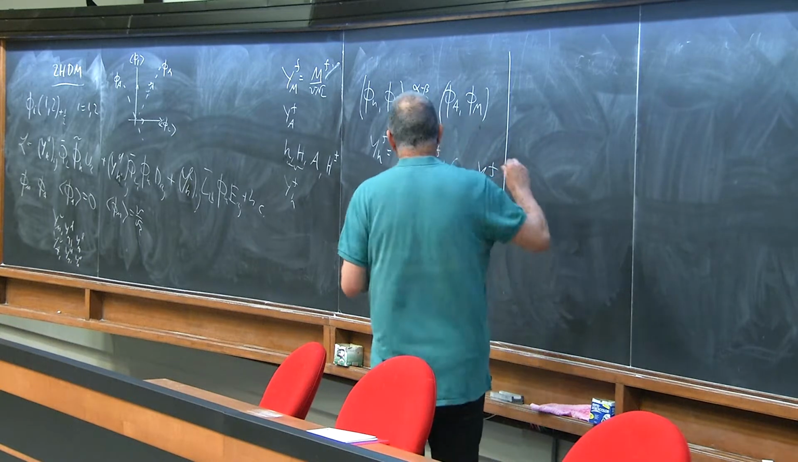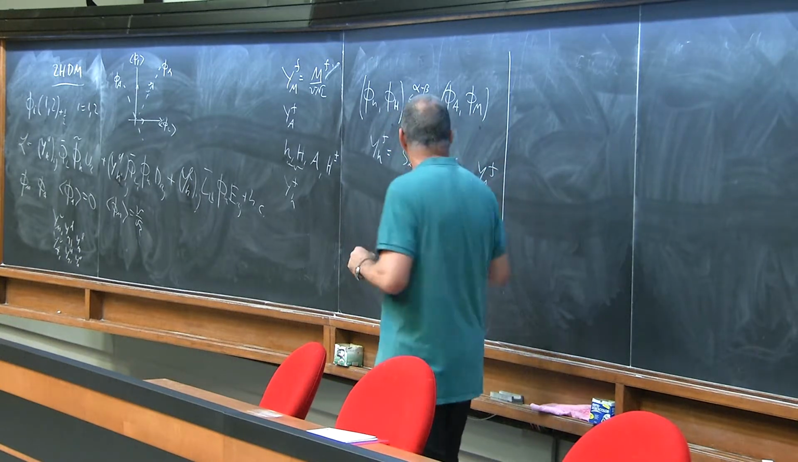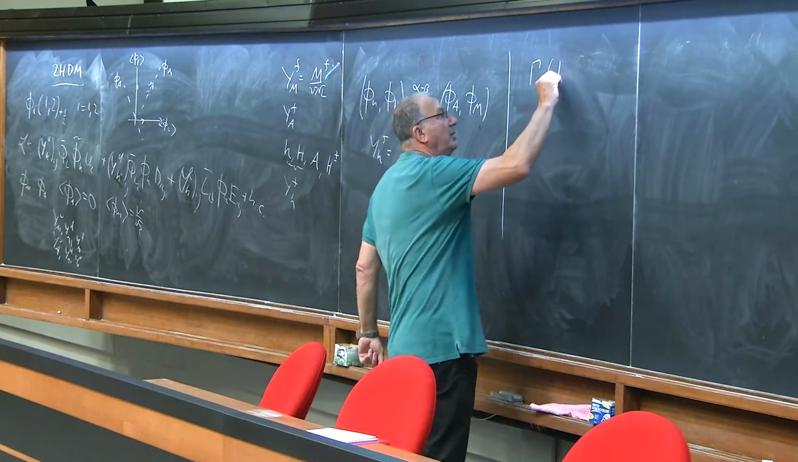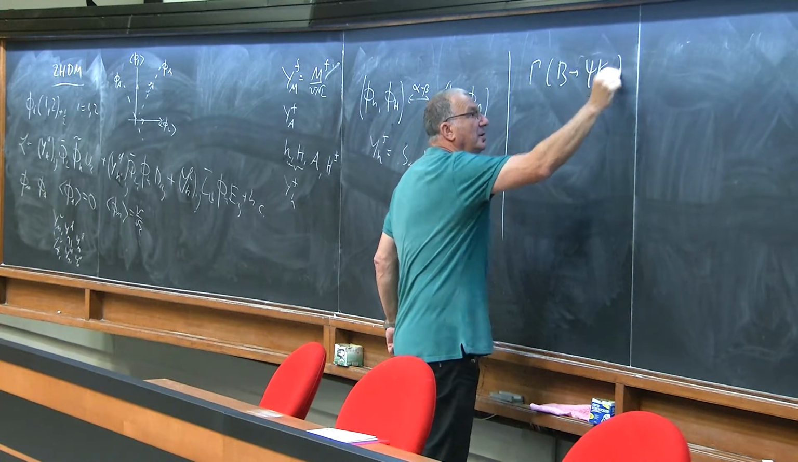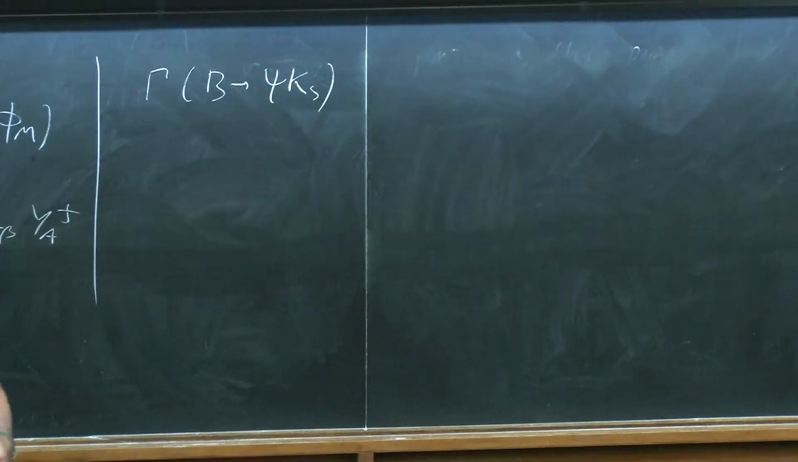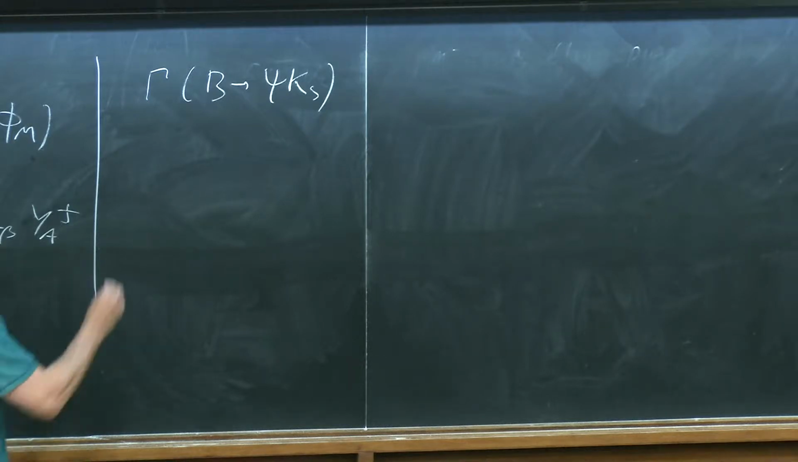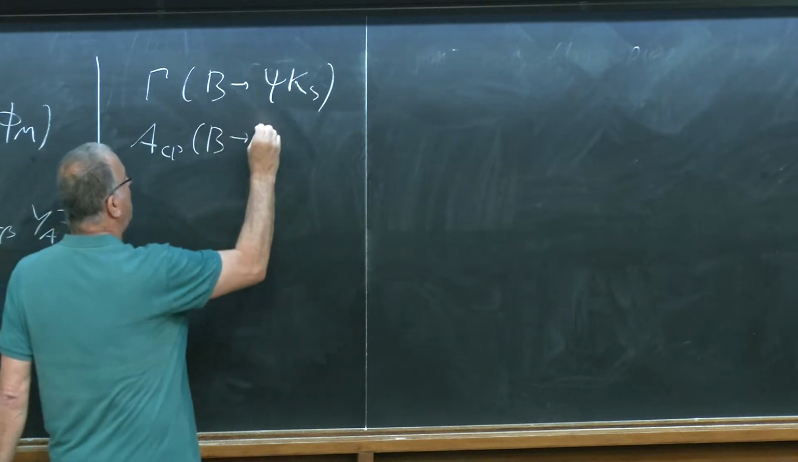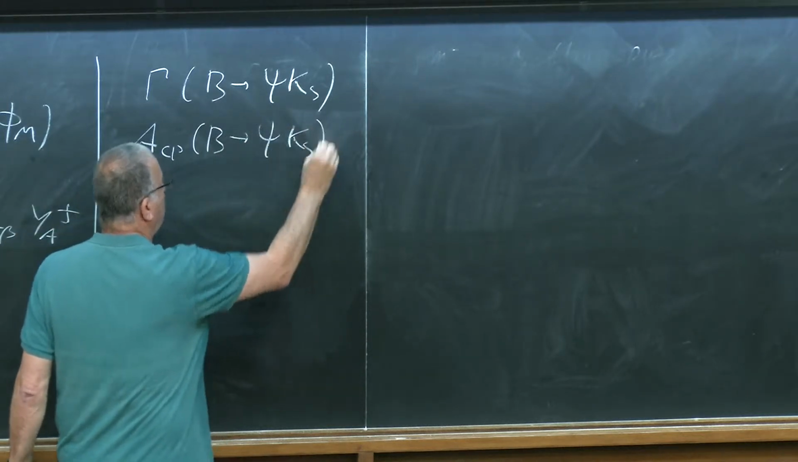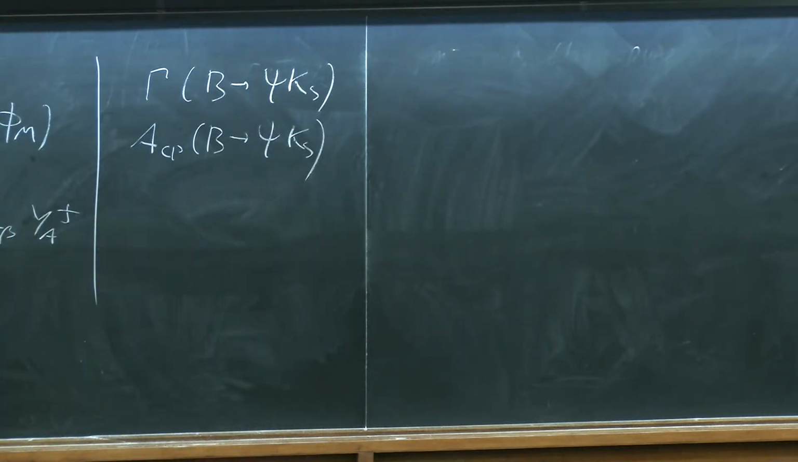So if you ask a responsible physicist, an honest one, to calculate the decay rate of B going to psi K short, if he's honest, he'll tell you, I can give you an order of magnitude at best. That's it. Nothing better than that. If you ask him to calculate the CP asymmetry in the same process, B to psi K short, he and I can do it to a few per mil accuracy.